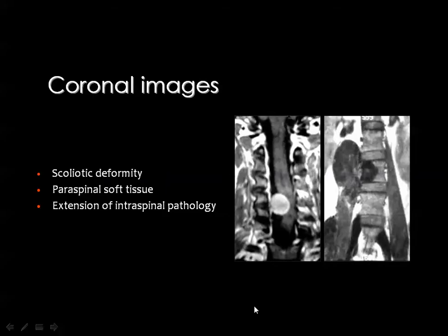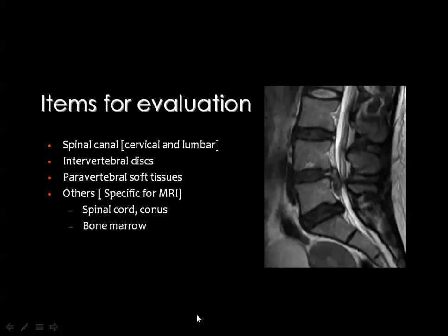Then we do not usually routinely use the coronal images in the protocol of spinal imaging, but sometimes we may need the help of coronal images in cases of scoliotic deformities, the presence of paravertebral soft tissue shadows, and the presence of intraspinal pathology like this meningioma in the subdural space. I will explain this in full detail after that.